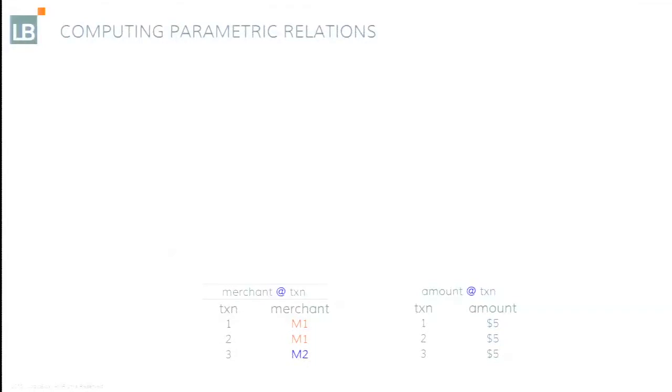From this, I can compute amount parameterized by merchant. Now merchant 1 has the amount $10, and merchant 2 has the amount $5. Effectively, I'm doing an aggregation here. The aggregation method I'm using is total. The user can actually parameterize that and say, rather than total, I want to use average or min and max. But total is the common one.